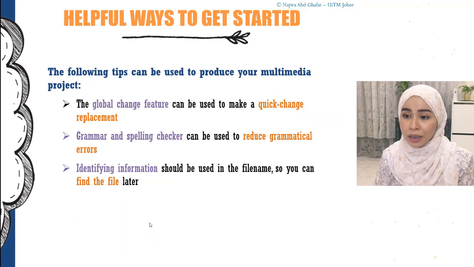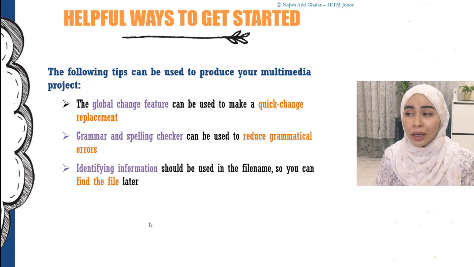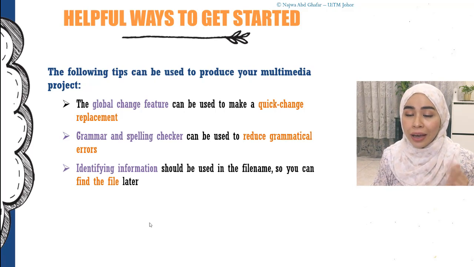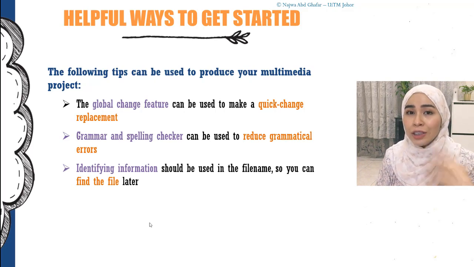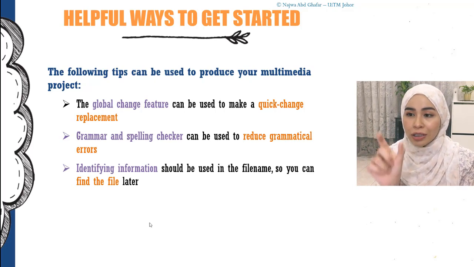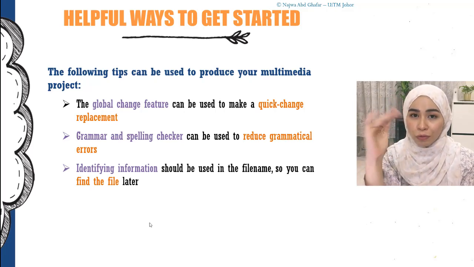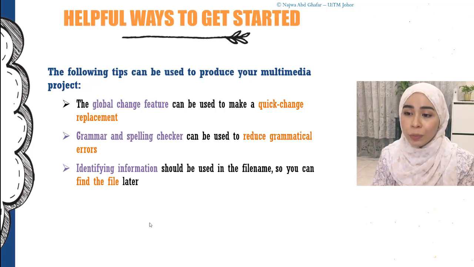Another tip that you can use is a global change feature. So a global change feature can be used to make a quick change replacement. For example, inside Microsoft Word or PowerPoint, there is this setting that you can use, meaning that, let's say I accidentally wrote the name Robert wrong, and I want to change how I spell Robert. Instead of me finding it manually one by one, I can just find the word Robert, and I can just replace the word Robert with the correct spelling, and it will automatically search all of the Robert inside that document for you and replace those words for you. So that is a global change feature.